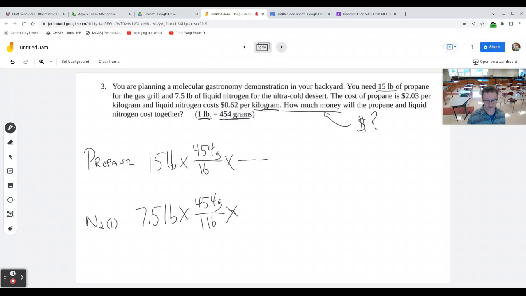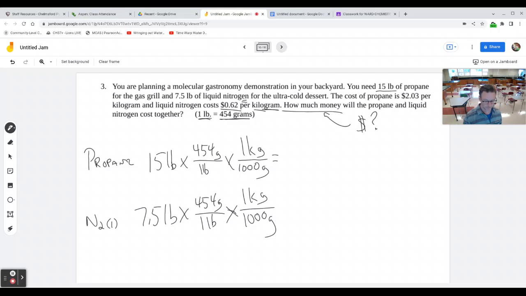I have kilograms. So the cost is per kilogram, remember, meaning each kilogram costs a certain amount. So I've converted pounds to grams. Now I need to convert the grams to kilograms. Again, remember, kilo means 1,000 units. So 1 kilogram equals 1,000 grams. And that's true for both. I've got pounds converted to grams, grams converted to kilograms, my price is in kilograms. Remember, the per is the equal sign.